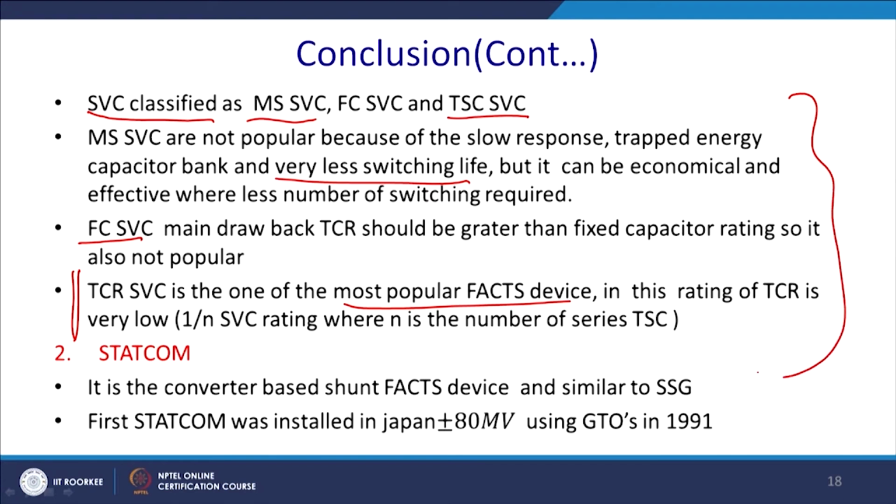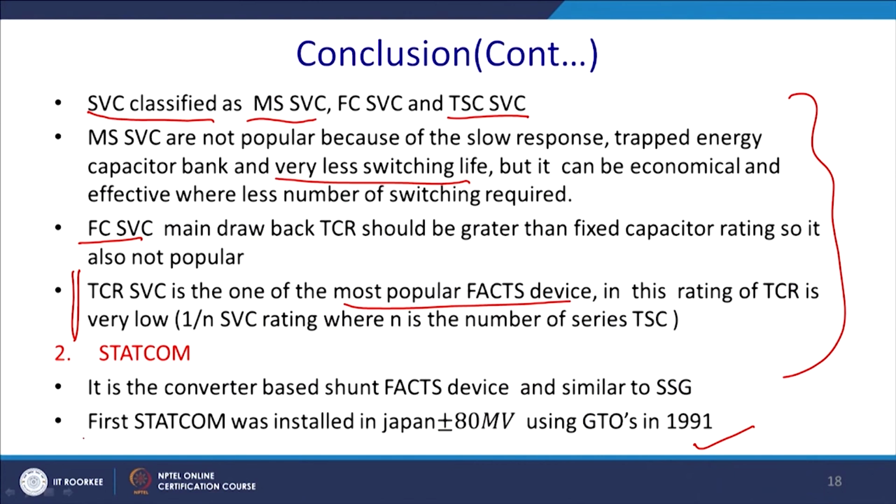It essentially injects a passive component, a variable capacitor, but we can have a solution with the STATCOM, where it generates the reactive power and current by manipulating the angle between the voltage and current, and this STATCOM is definitely more preferred. So, there is a FACTS. The first STATCOM was installed in Japan, up to plus minus 80 megawatt with GTO in 1991, and this is the comparison of the SVC and the STATCOM.